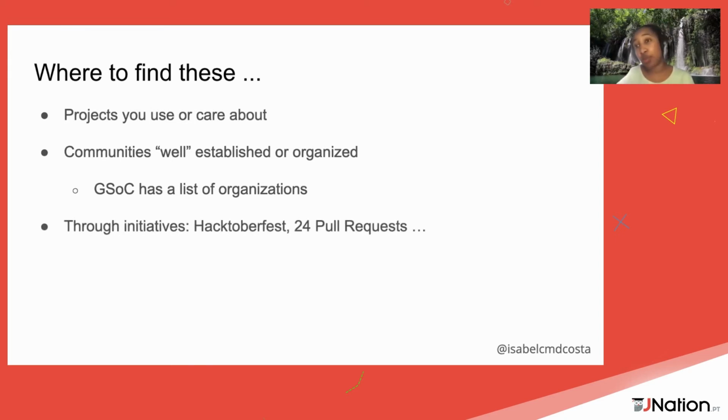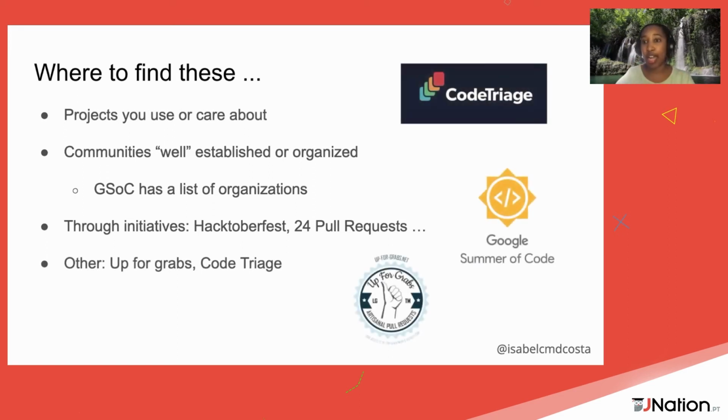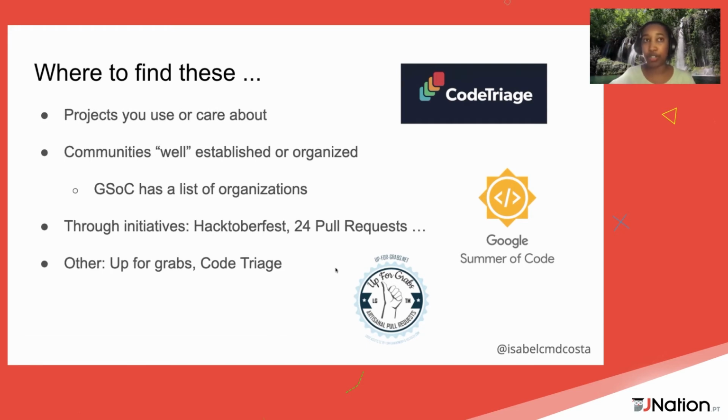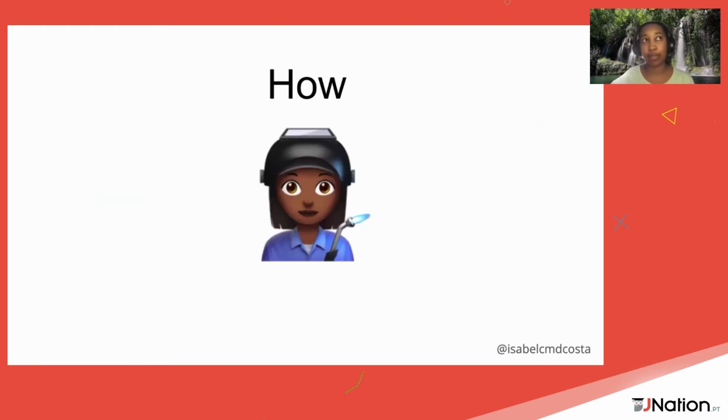And you can also start with the initiatives that I just mentioned. That's how I started, actually. And there's also some websites like Up for Grabs, Code Triage, this happened throughout the whole year. For example, Hacktoberfest and 24 Pull Requests are seasonal initiatives, right? 24 Pull Requests during December, Hacktoberfest during October. And Code Triage and Up for Grabs are websites which are up the whole year. So you can definitely check that.